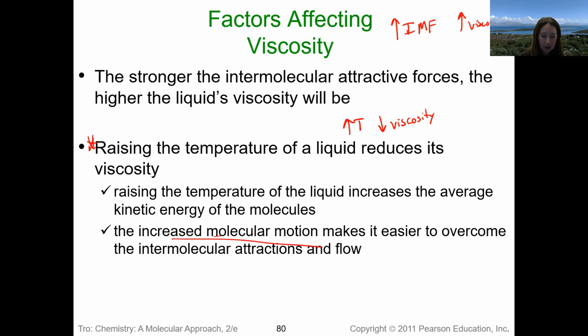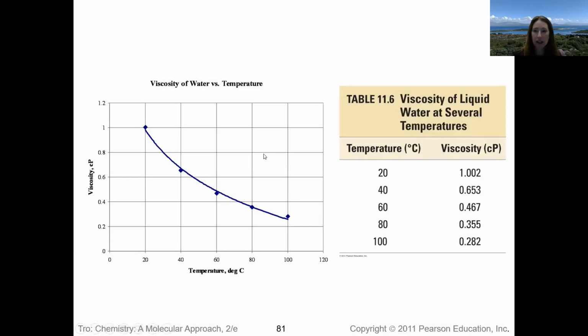Because when we make those molecules move, we overcome those intermolecular attractions, and therefore the molecules are free to move. All right, here's an example of viscosity and temperature. You don't need to worry about these units. This means high viscosity, not flowing. This means low viscosity, flows easy.